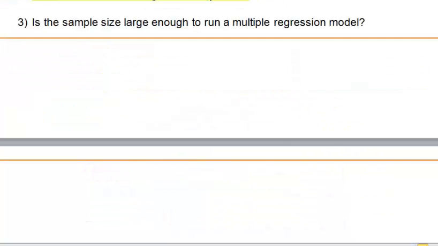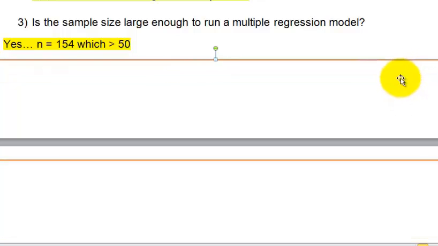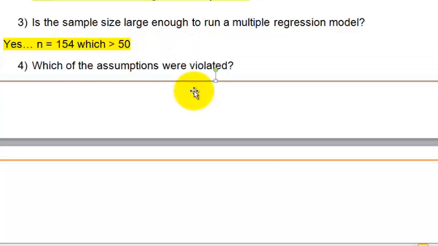Number 3, is the sample size large enough? Yes, our sample size, I believe, is 154, which is bigger than 50. A minimum size to run a multiple regression model that ensures a power of at least 0.80 should be a minimum of 50, and we have about 3 times that, so we're good to go. Let's move to the next one. Which of the assumptions were violated?